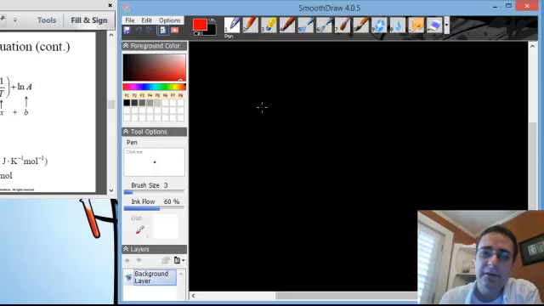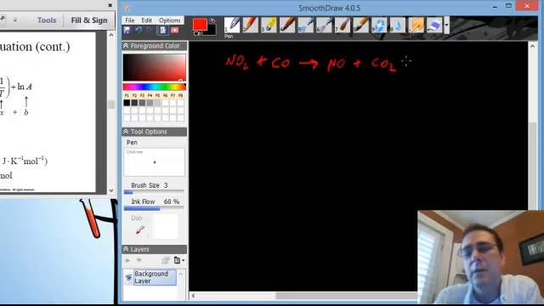So consider this reaction. So NO2 plus CO yields NO plus CO2. Now, most students look at a reaction like this, and when they think about it in terms of collision theory, because you've never been told otherwise, one thing you might assume is that this reaction happens in one collision.